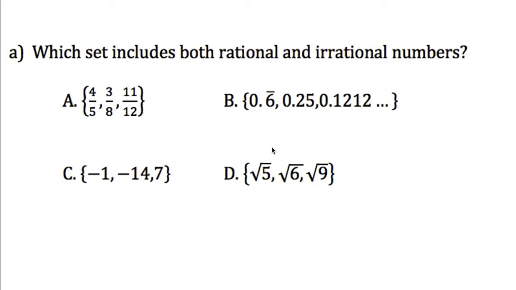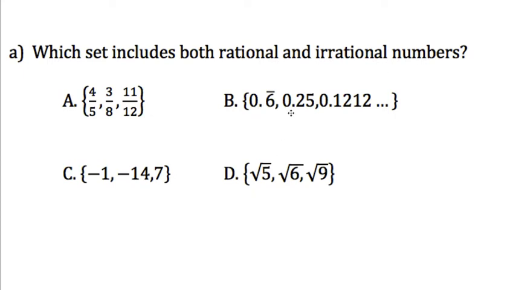So here we have 4 options, A, B, C, or D. This is a multiple choice question. Which set would include both rational and irrational numbers? So first of all, if we look at set A, these are all rational. These are all fractions. So A would be out. There are no irrational numbers in there, so that one is out.